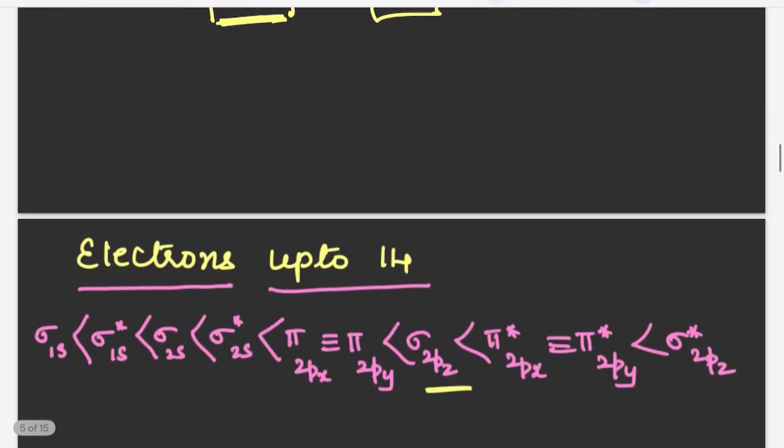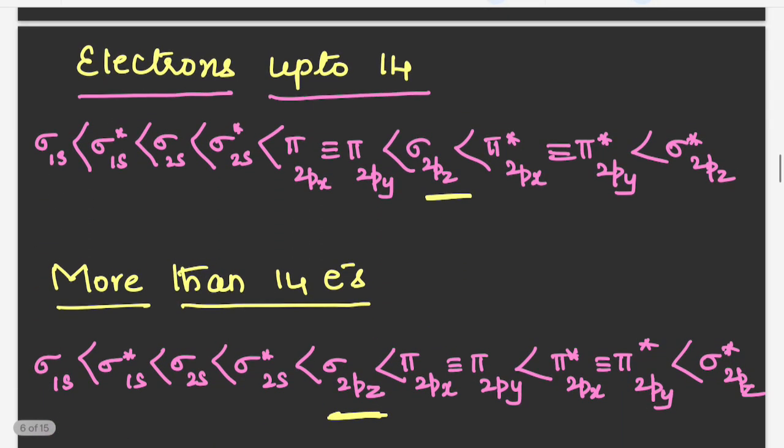So to find that, you should know these molecular orbitals. Here you can see, if the electrons in a molecule are up to 14, you will be using this arrangement. Molecular orbitals will be arranged in this order. You know that molecular orbitals are of two types: bonding molecular orbital, BMO, and anti-bonding molecular orbital.